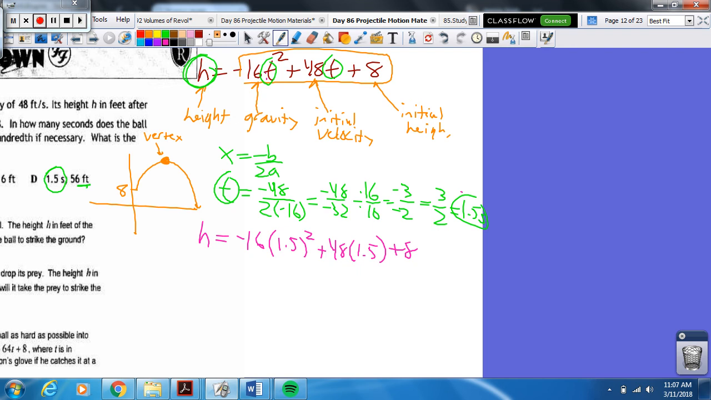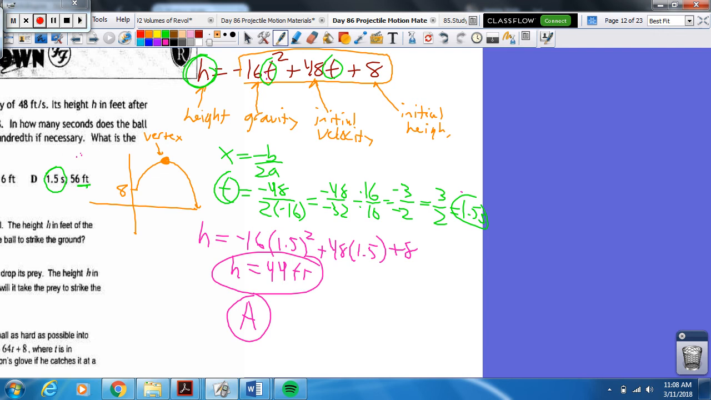Now you get your calculator, or use your phone. Negative 16 times 1.5 squared, plus 48 times 1.5 plus 8. And we got the height is 44 feet. Boom, and that is A. There you go. So that's A for number 1.